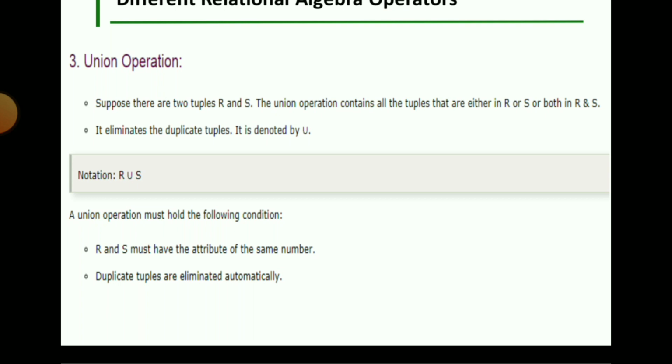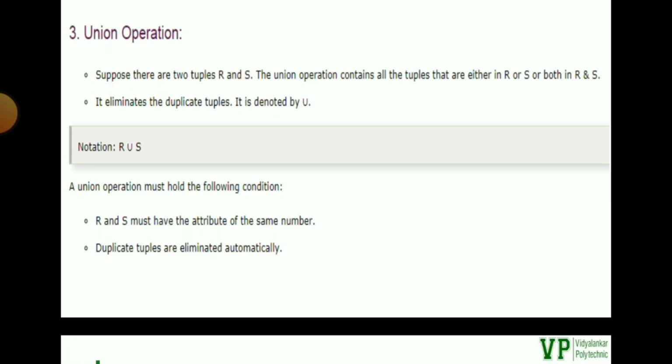It eliminates the duplicate tuples. It is denoted by U, as you can see in the notation R U S. A union operation must hold the following things: R and S must have the same number of attributes.